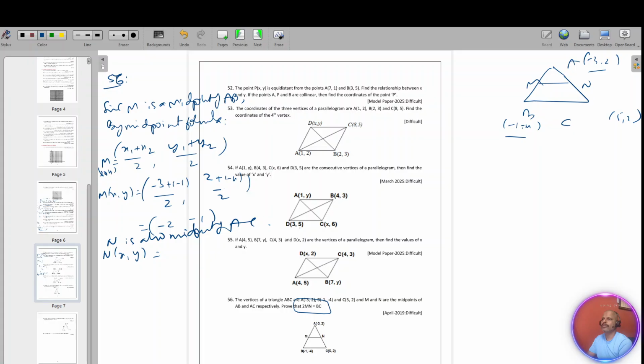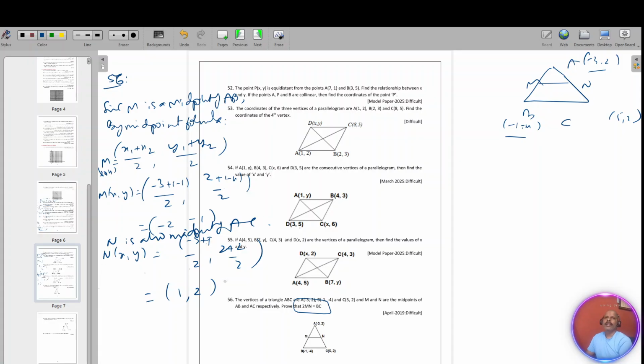Minus 3 plus 5 by 2, 2 plus 2 by 2. Minus 3 plus 5 is 2, by 2, 1. 2 plus 2 is 4, 4 by 2 is 2. Okay. So you got M as (-2, -1) and N as (1, 2).